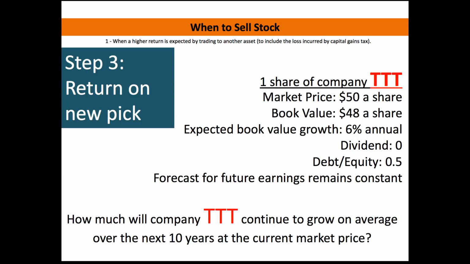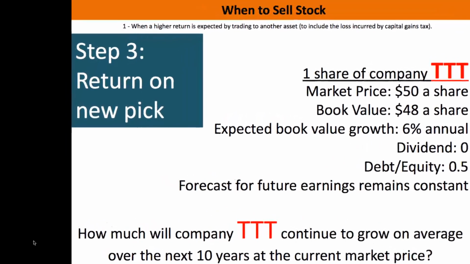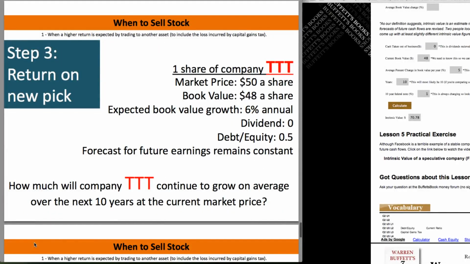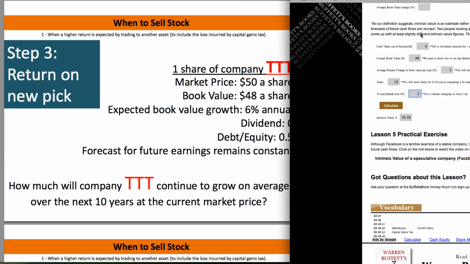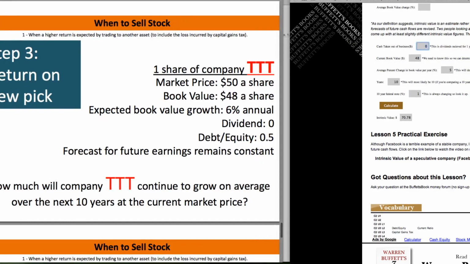Okay, so the first thing we have to do, and this is step 3, what is going to be the return on our new pick? So we have to figure that out. How much are we going to make once we take our $66,000 and we buy company TTT? So in order to do that, we come back to the Buffett's Books intrinsic value calculator. Okay, and what we're going to do is the cash taken out of the business, no dividend is being paid. Okay, so that's going to be 0. The book value, just by chance, is still $48.